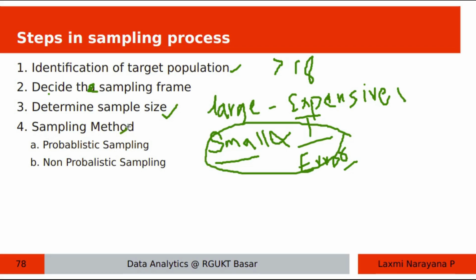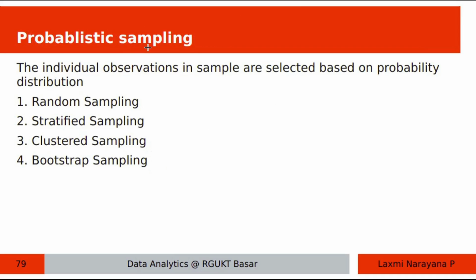Fourth one, sampling method. Sampling method is a technique used for selecting individual cases in the sample from the target population using the sampling frame. It is classified into two major categories: probabilistic sampling and non-probabilistic sampling. Probabilistic sampling is further divided into random sampling, stratified sampling, clustered sampling, and bootstrap sampling. In probabilistic sampling, the individual observations in the sample are selected according to a probability distribution.